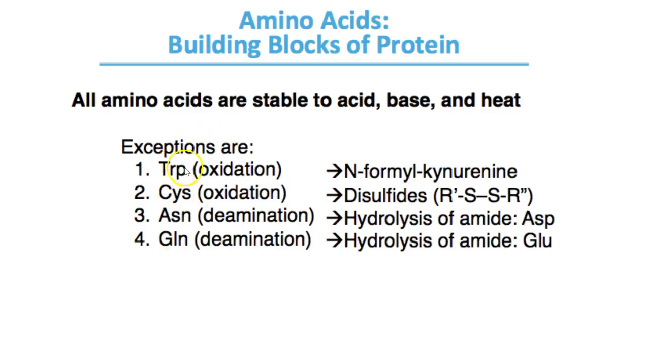We have tryptophan, where you have oxidation to form some other molecule. You have cysteine that can go through oxidation as well. Then you have asparagine, which can go through deamination, where a nitrogen group is released. Then you have glutamine that can go through deamination as well, where a nitrogen group is released.